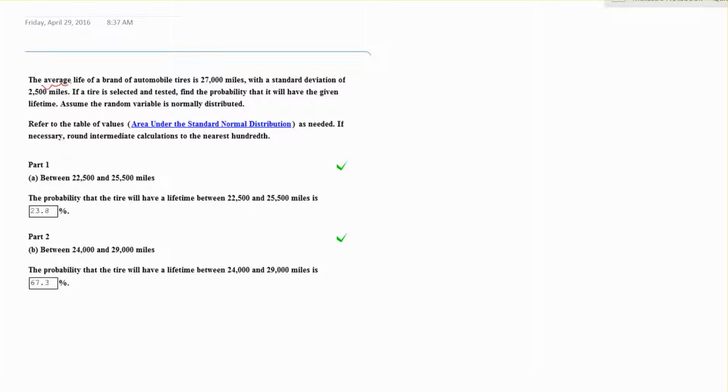So when they refer to 27,000 miles as being the average, that is also the mean. The standard deviation is 2,500 miles. So let's find the probability that if a tire is selected and tested, it will last between 22,500 and 25,500 miles. So first we need to convert each of these to a z-score.